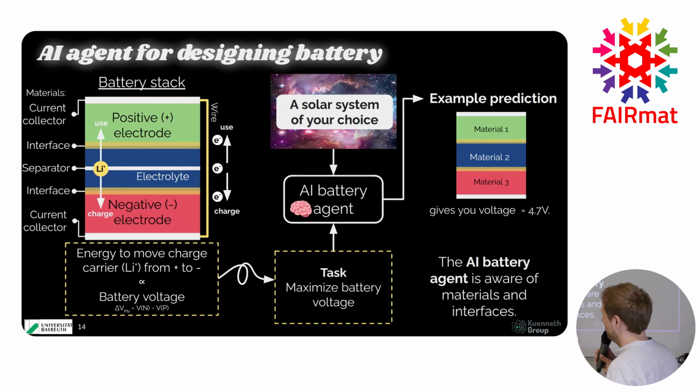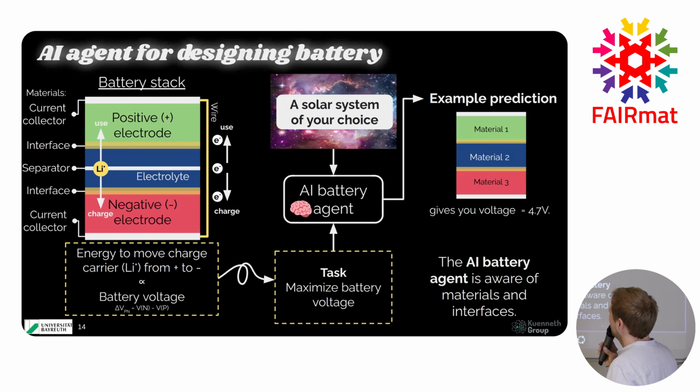And on the outside, you have a wire where the electrons essentially flow to compensate for the lithium that moves in the battery. So now you would see that the energy to move that charge carrier, the lithium ion here, from positive to negative or the opposite way is somehow proportional to the battery voltage. And then this would be a task for our AI battery agent that we're developing. The task would be to maximize the battery voltage.